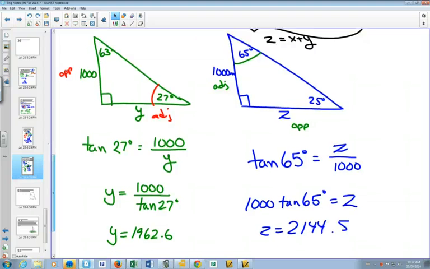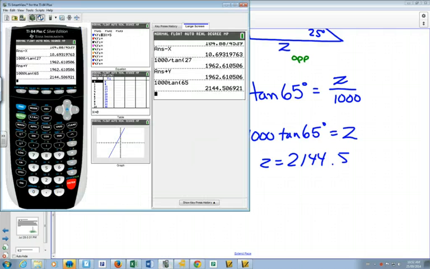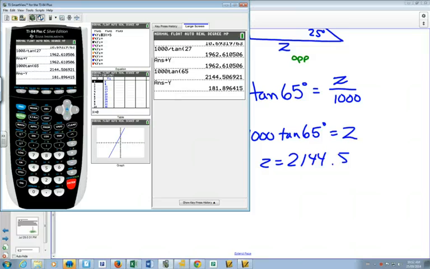So now to find x, we just need to subtract them. And we have it stored in there. 181 meters in 5 seconds. Was he speeding? Depends on the speed limit. Find out how fast he's going. Tell me tomorrow.